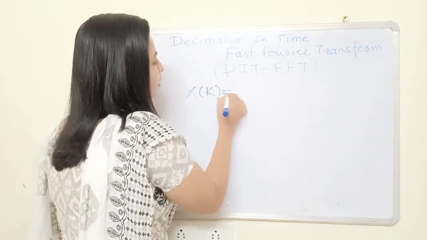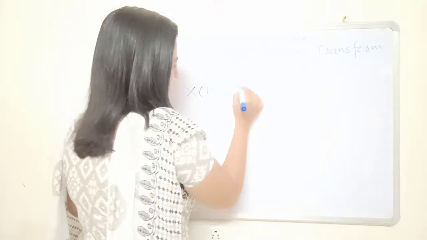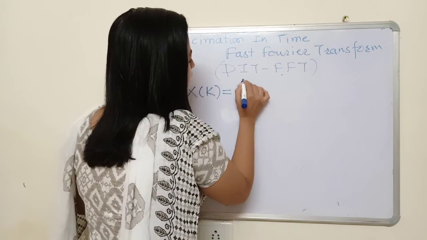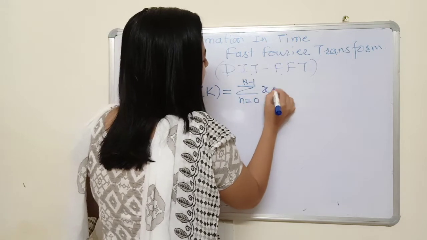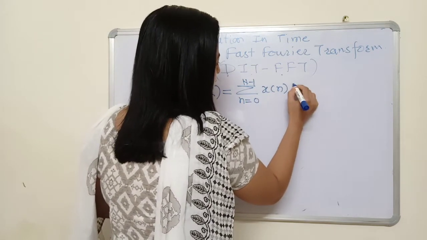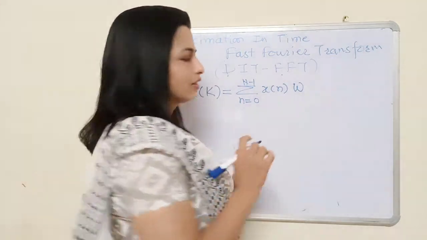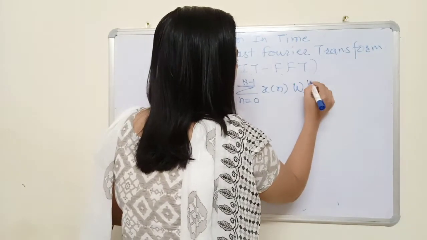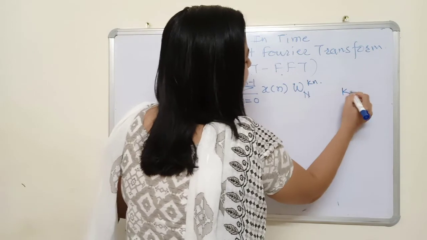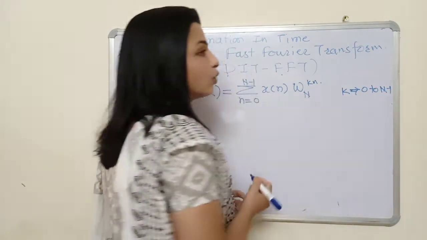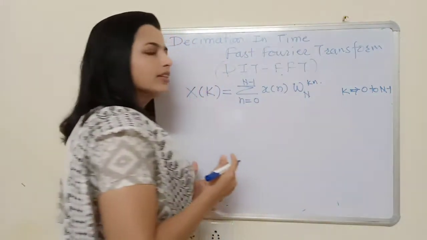The definition: X of k is equal to the sum, for n from 0 to N minus 1, of x of n, and we'll directly write the definition in terms of the twiddle factor, W_N raised to kn, where k is varying from 0 to N minus 1. So it's an N point DFT.